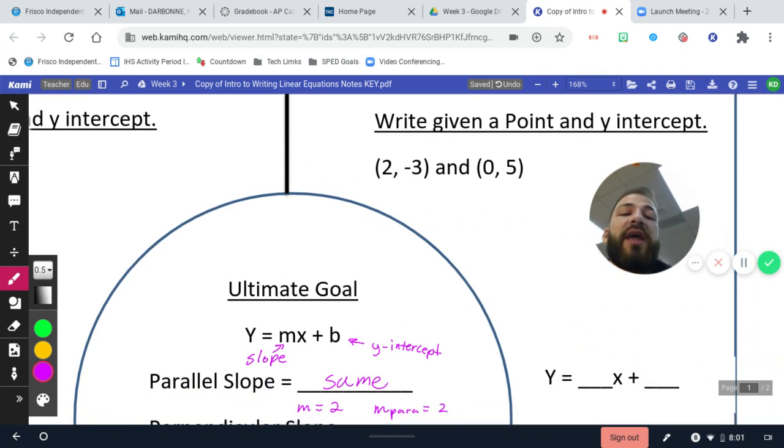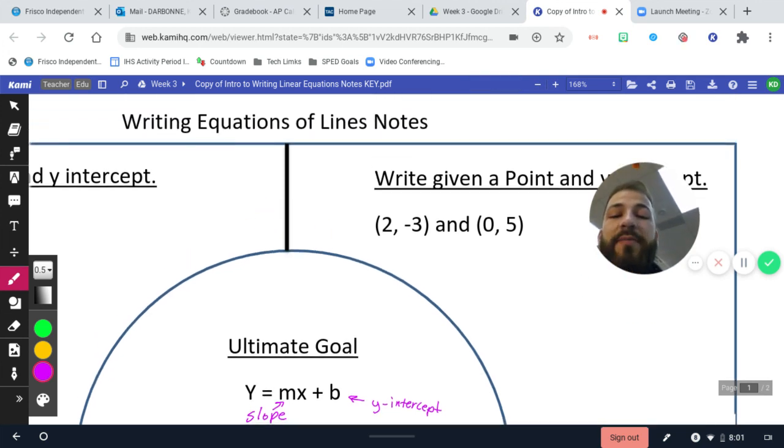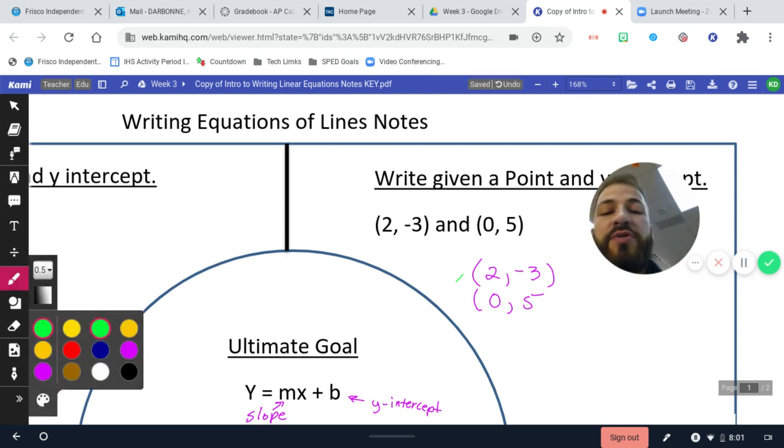The next one is given a point and the y-intercept. So remember, there's two things I need for my linear equations. I need slope, and I need the y-intercept. Right now, I already have the y-intercept. I already have (0, 5). So the only thing I need to do is find slope. To find slope, I just take my 2 points, (2, -3) and (0, 5), line them up. To get from 2 to 0, that would be negative 2. To get from negative 3 to 5, that would be positive 8. So I have 8 divided by negative 2, which is equal to negative 4.